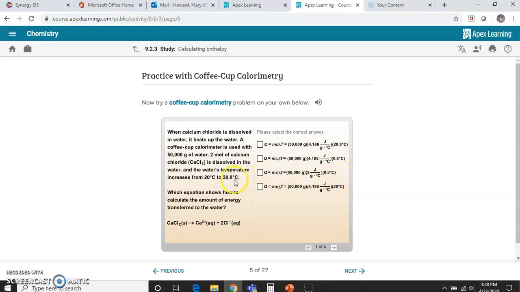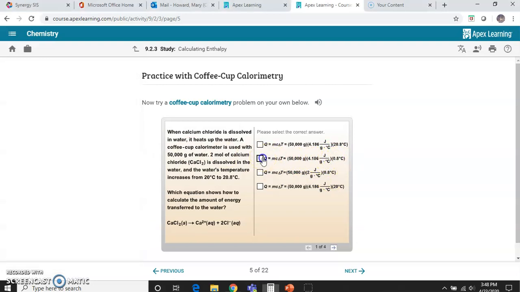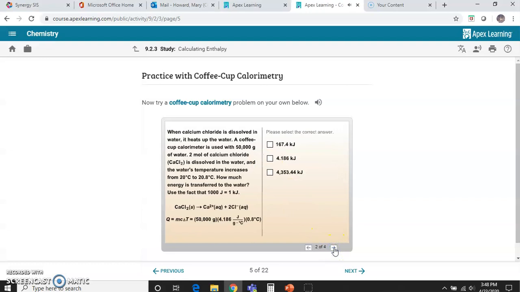Okay, the last one is the change of T. So take the change of temperature: 20.8 minus 20. If you need to see it, all you do is 20.8 minus 20, which is 0.8. So which one only has the 4.186 and 0.8? There we go. Check it. Correct. Now it wants us to solve for it.